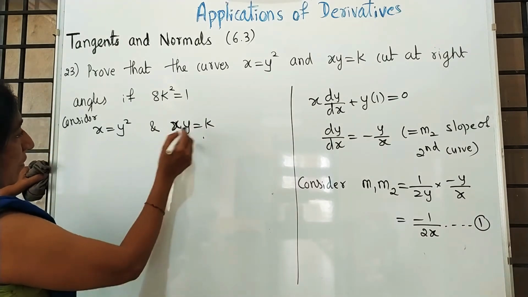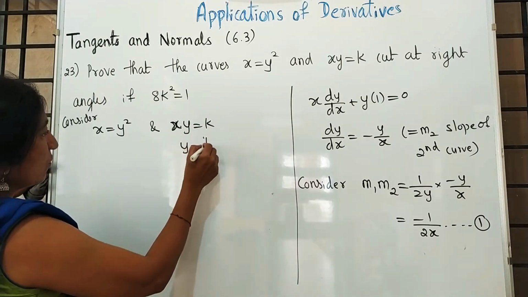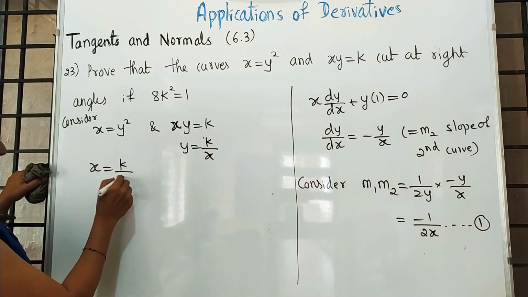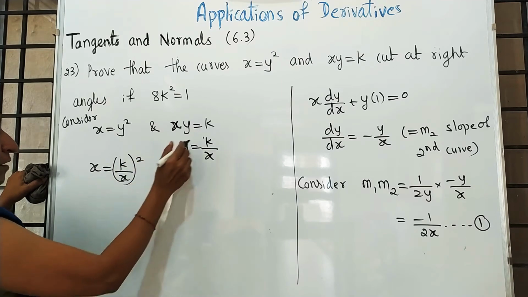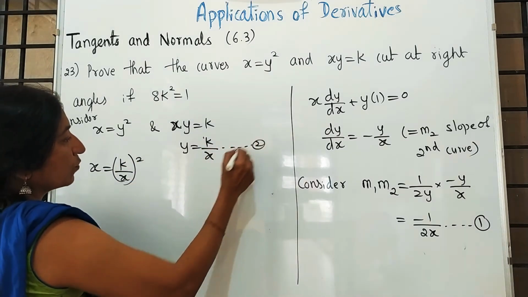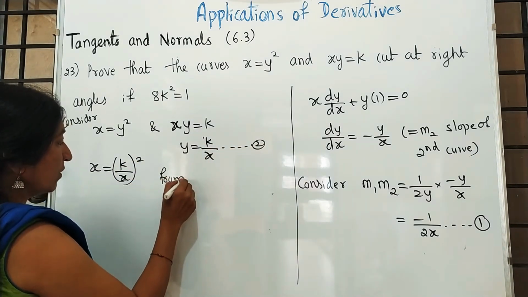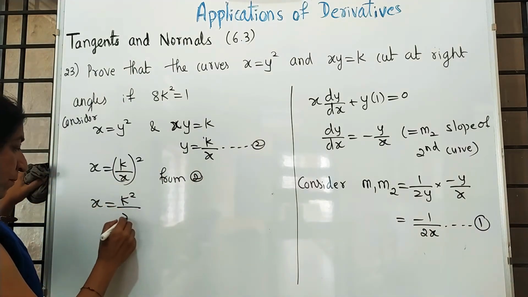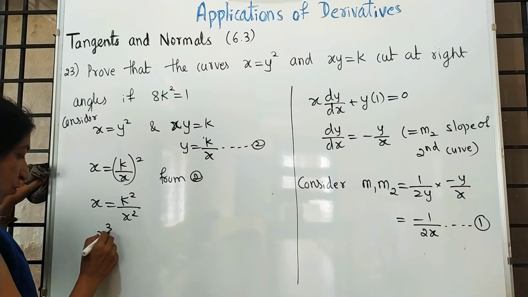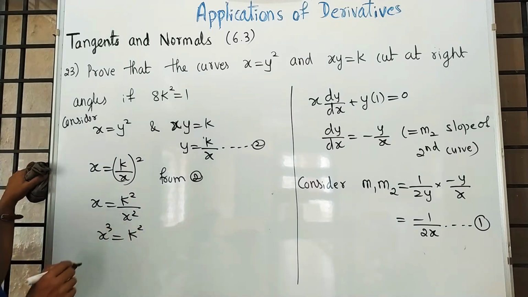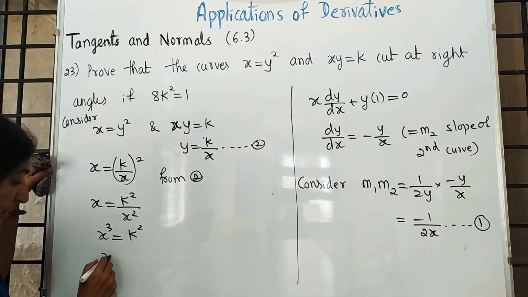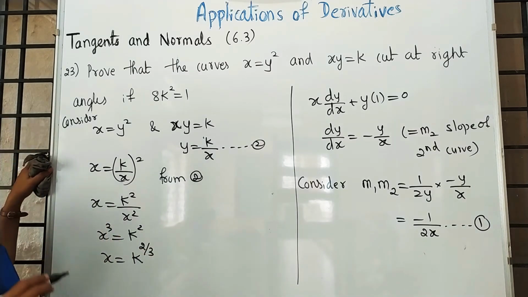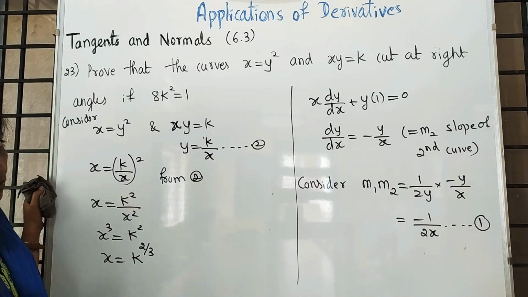Write down what is y value? Y is equal to k by x. So, it is x is equal to k by x whole square, because from 2, here we are writing from 2. Now, it is x is equal to k square by x square, that is x cube is equal to k square. But we required only x. X is equal to k raised to 2 by 3.